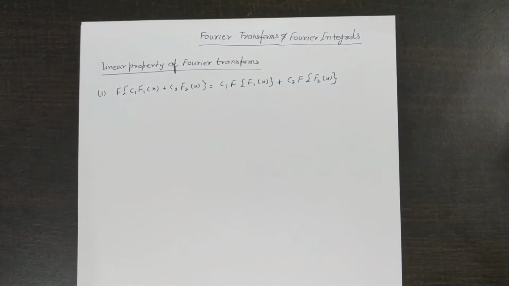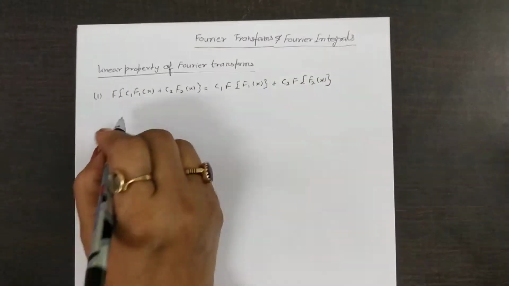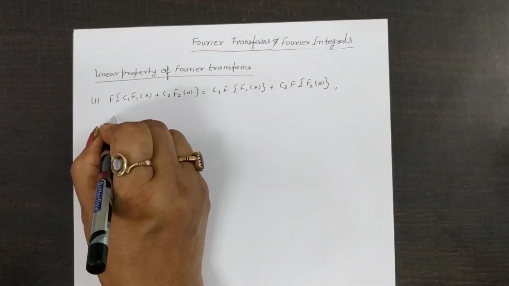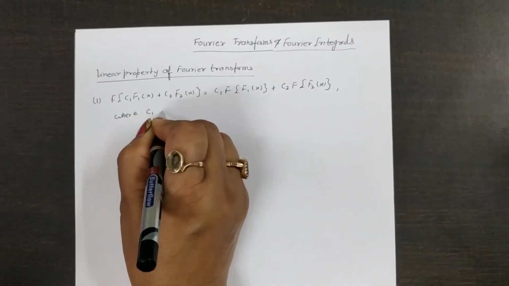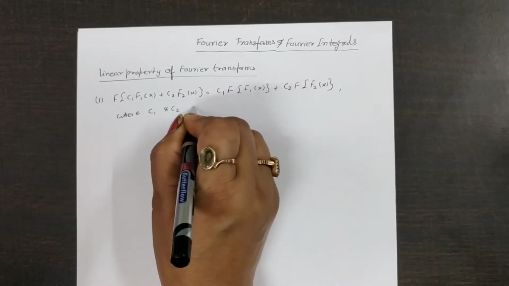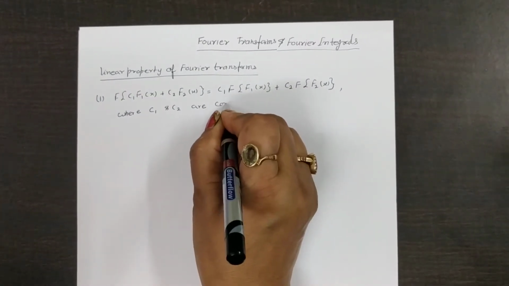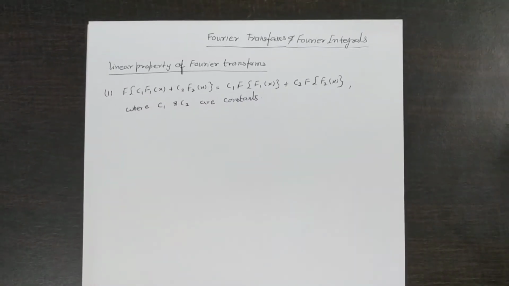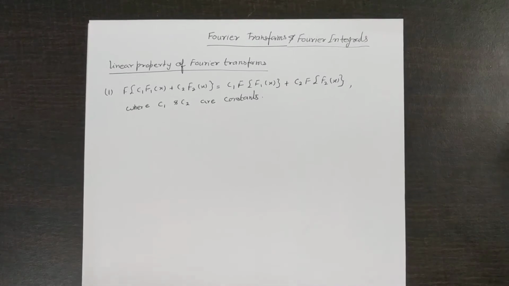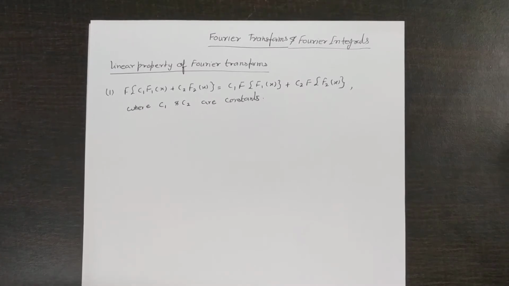I have discussed the linear property of the Fourier transform, where c1 and c2 are constants. Clear? So on the first property I have proved this, and similarly we define the linear property of the sine and cosine transforms.